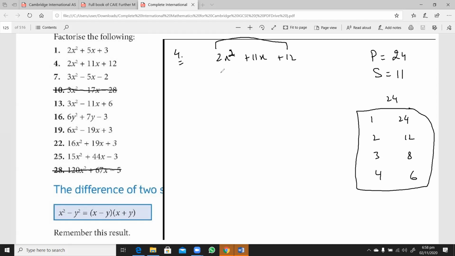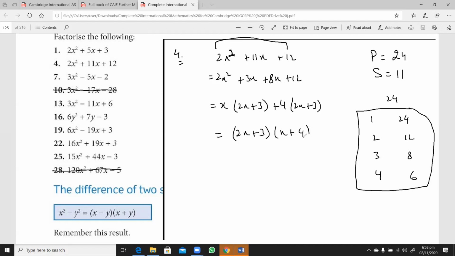Okay. So this is going to be 2x squared plus 3x plus 8x plus 12. You can switch them as well, like you can write 8x first and then you can write 3x. That could be easier for taking common, but anyhow I have written it in this way so we can still do it. So x is common, this is going to be 2x plus 3, and here you have 4 common, this is 2x plus 3. Okay, so this is 2x plus 3 times x plus 4.